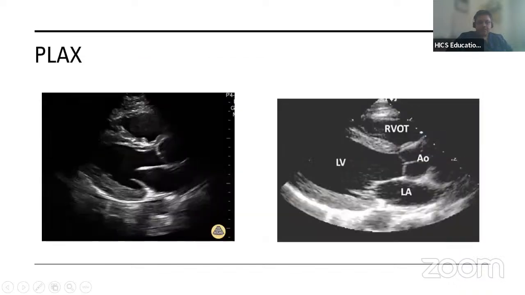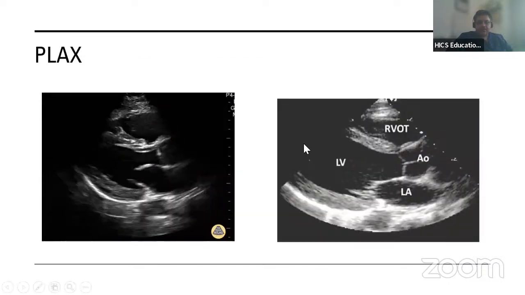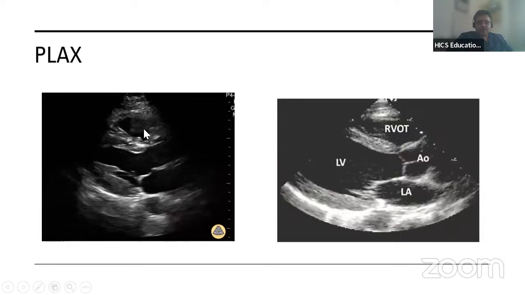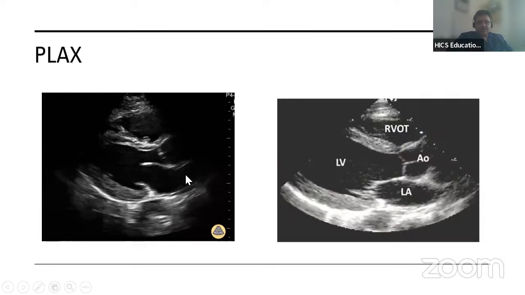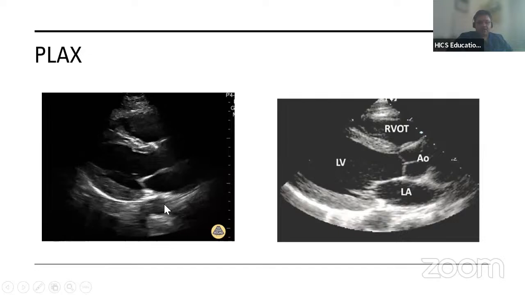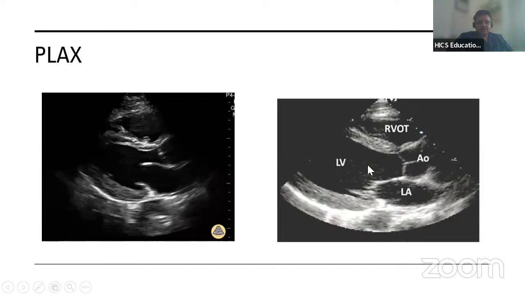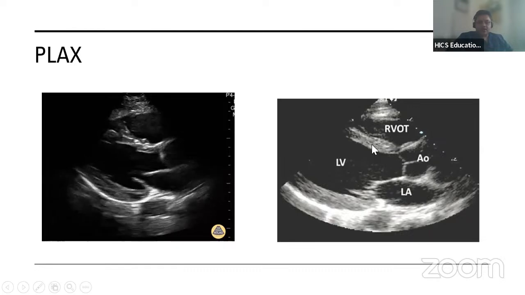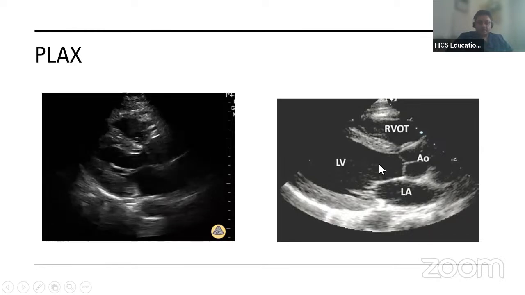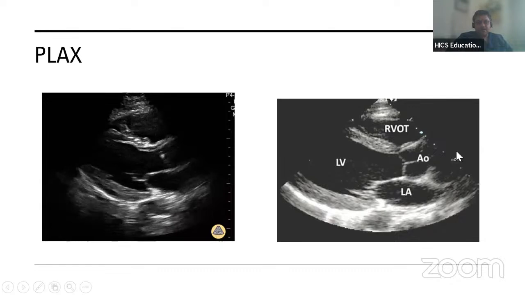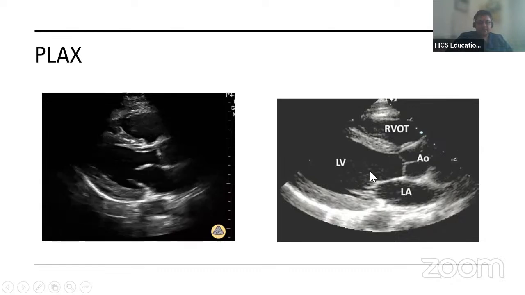In the parasternal long axis view, you can actually look at the right ventricular outflow tract. You can look at the LV, you can look at the aorta, and you can look at the LA. This will give you a gross identification of whether there is any abnormality or whether the RVOT is compromising the left ventricular outflow in this picture.